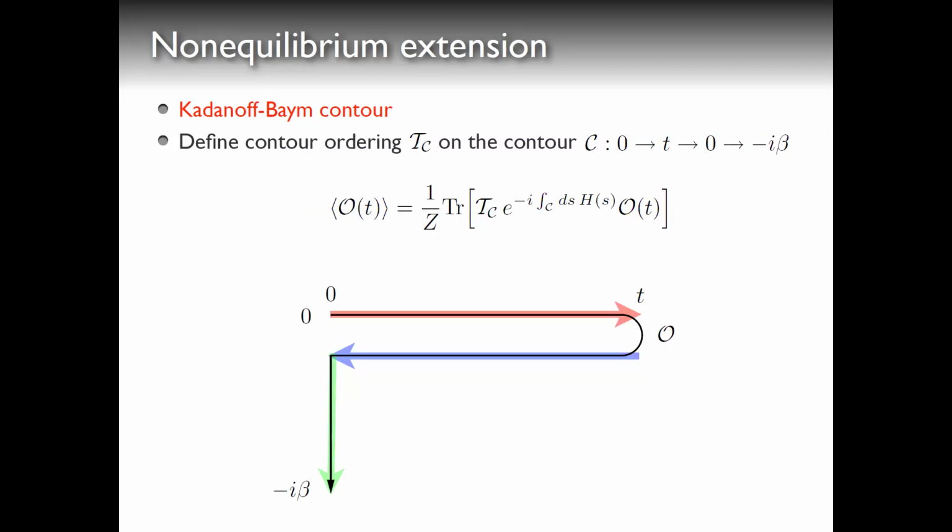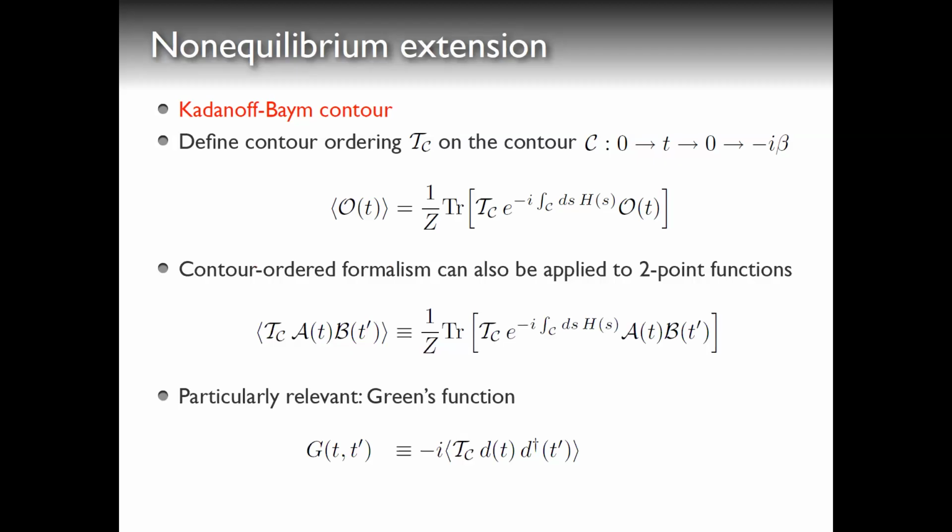To simplify the formalism, one can introduce the so-called contour ordering operator, which orders creation and annihilation operators along this three-legged contour as indicated by these arrows. And with the help of this operator, we can then simply write the time-dependent expectation value as such a contour-ordered expectation value of our observable. And this formalism can then be generalized to two-point correlation functions A of t, B of t prime. That's also a contour-ordered two-point correlation function.